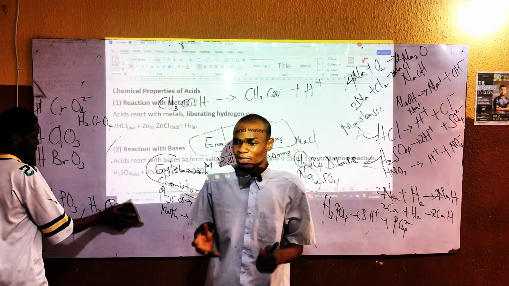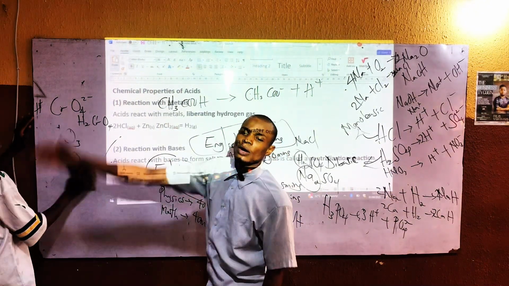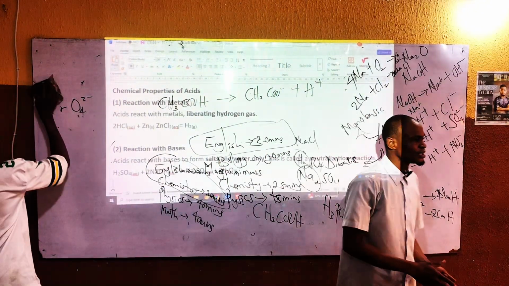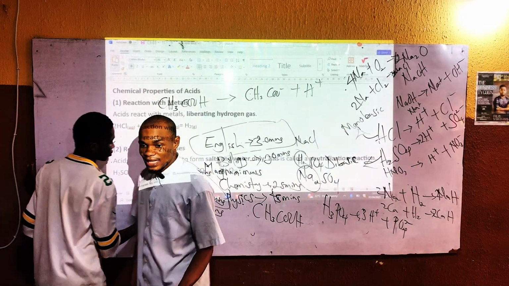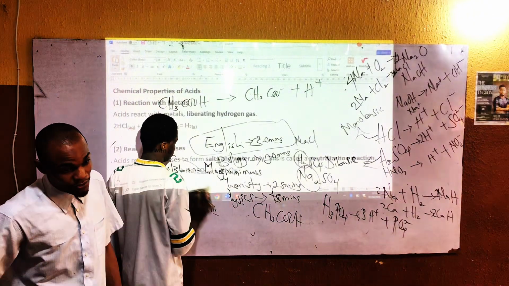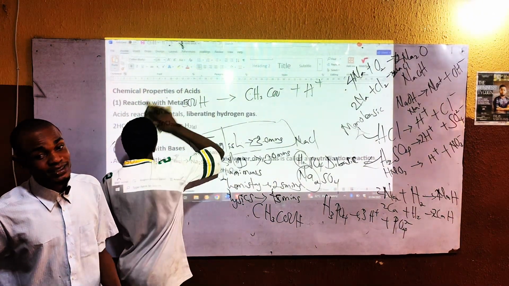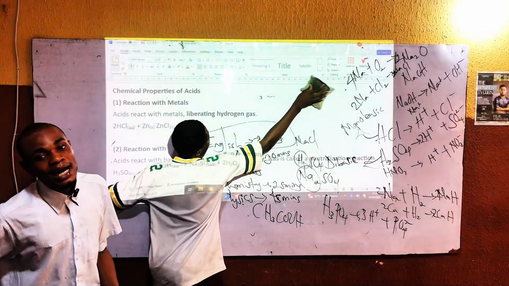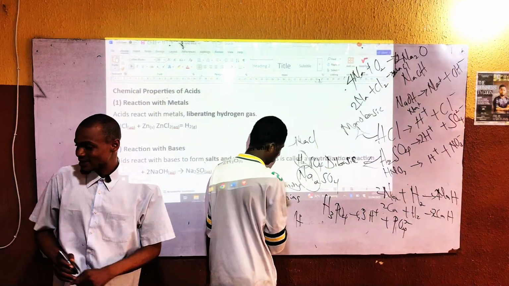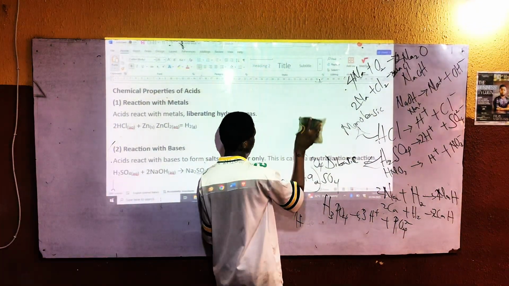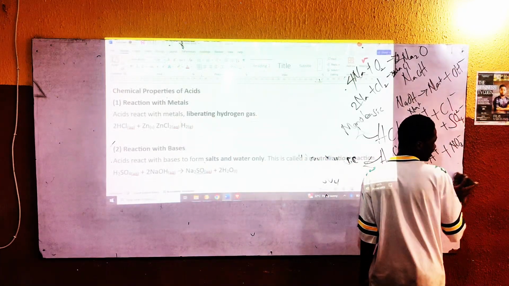Something can react with metal but not liberate hydrogen gas. Now, what is that thing that can react with metal to liberate hydrogen gas? Acid and water. Metals react with water to form hydroxide and liberate hydrogen gas, right? Likewise, metals can also react with acid to liberate hydrogen. Metal can react with acid to liberate hydrogen gas.